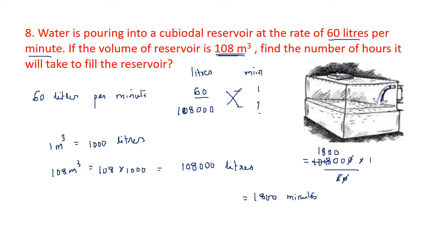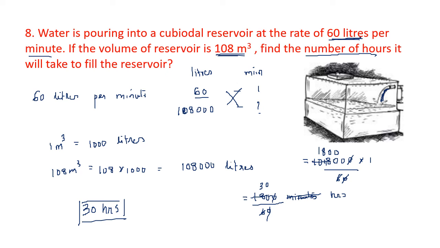But the question they have asked is to find the number of hours. So we'll convert this minute into hours. How do you convert minute into hours? To convert hours into minutes, you multiply by 60. So to convert minute into hours, you will divide by 60. So 0 0 cut, 6 threes are 18, 6 ones are 6, 30. So the minutes become hours. So it will take 30 hours for the whole reservoir to fill if water is pumped at 60 liters per minute.